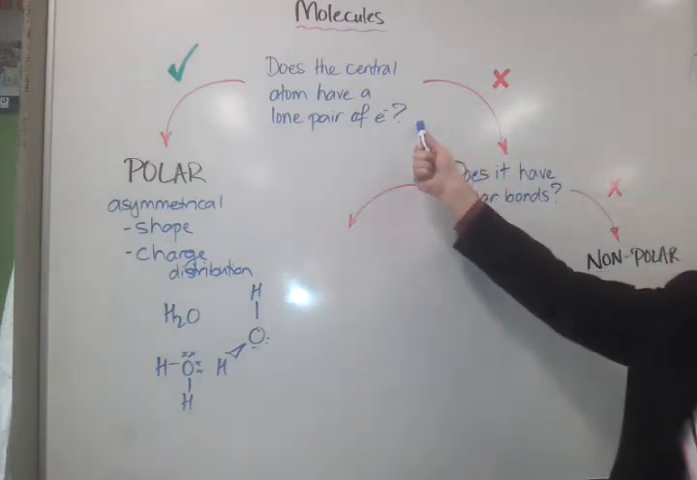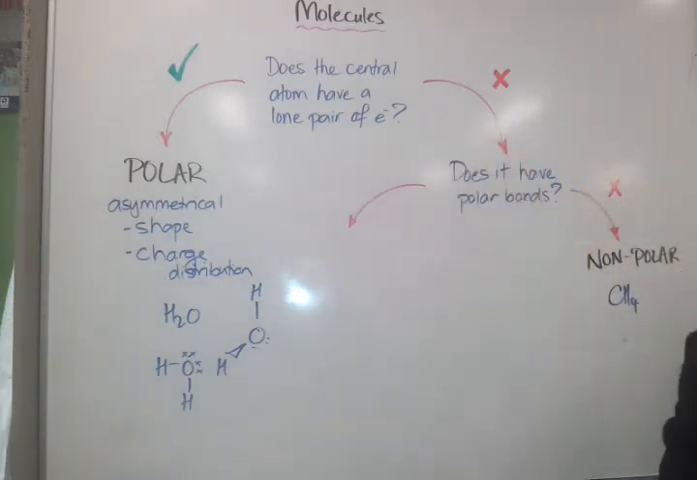Okay, so what if we don't have a lone pair of electrons, but we do have polar bonds? Surely that means it's polar. Well, no, not always. There's a bit of a curveball here. We need to find out if these polar bonds cancel each other out, so if they go in the opposite direction to each other. So I'm going to say, do the dipoles cancel out?